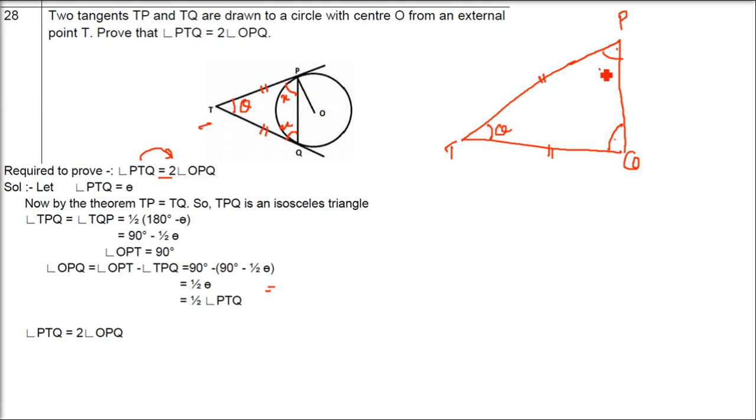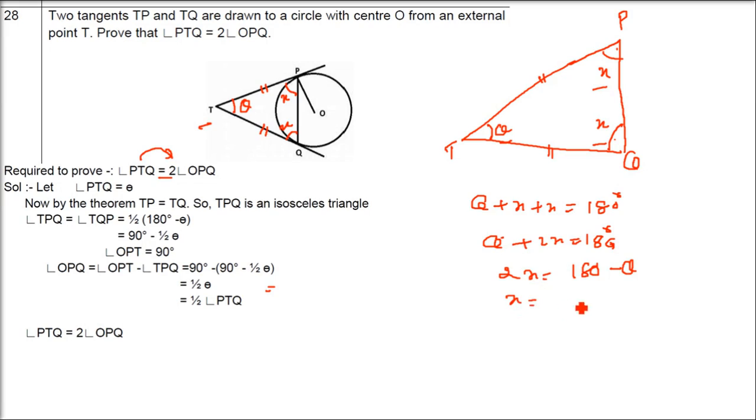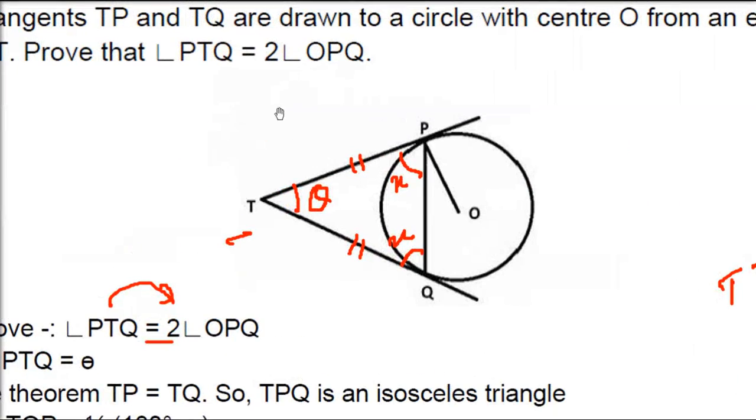So what will be theta in terms of x? We have the angle sum property of a triangle: all three angles sum to 180 degrees. So theta plus 2x equals 180 degrees. So 2x equals 180 minus theta, and x will be (180 minus theta) by 2. Dividing, 180 by 2 is 90, so x is 90 minus theta by 2. That is, angle TPQ, or QPT, is 90 minus theta by 2.